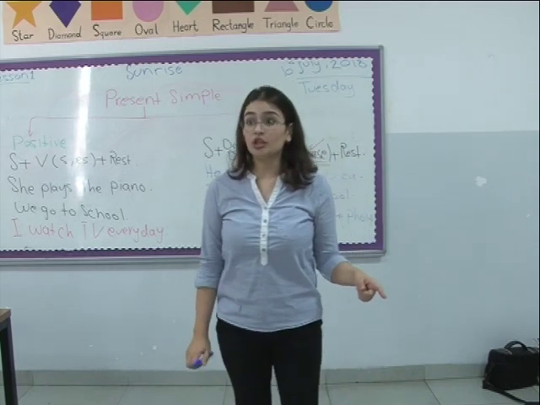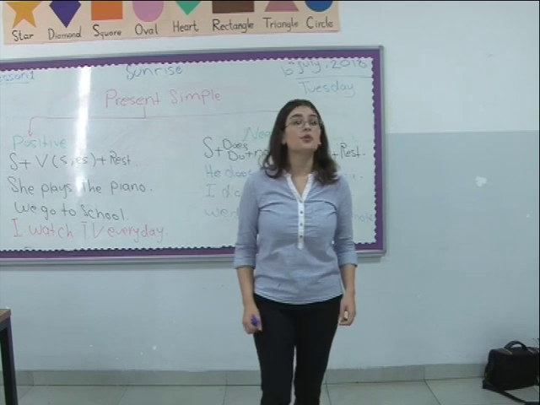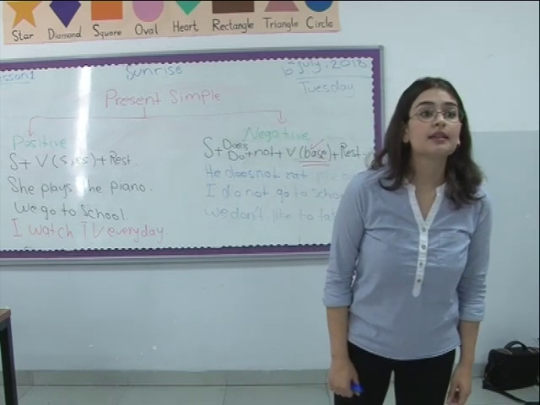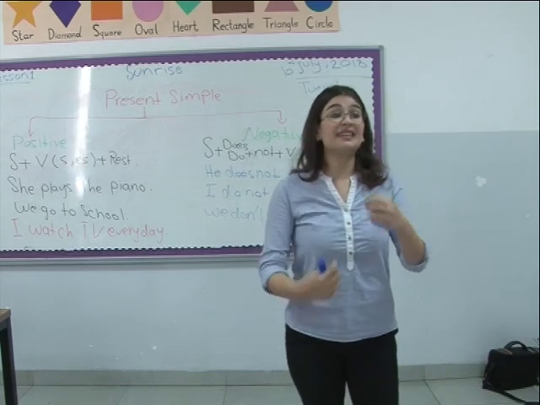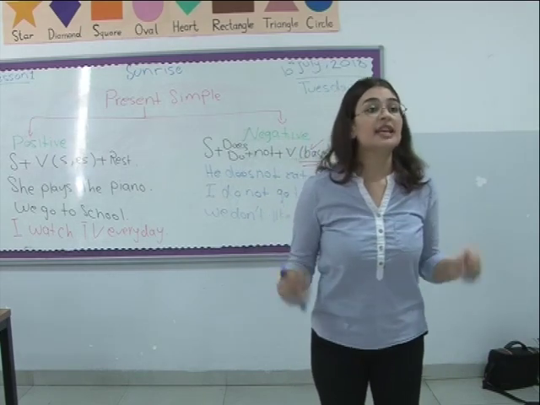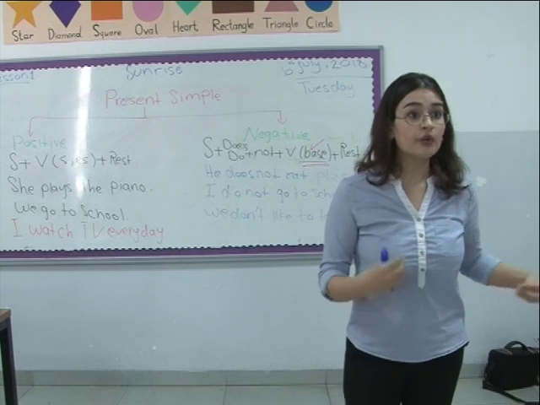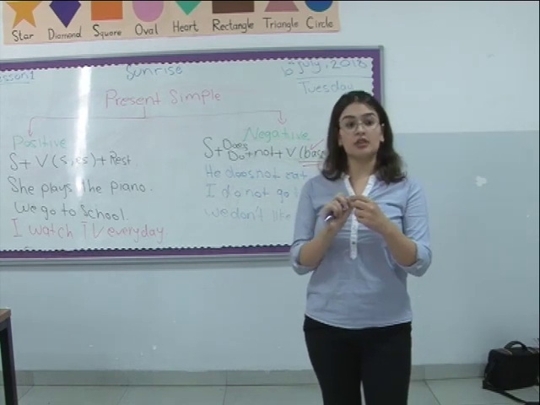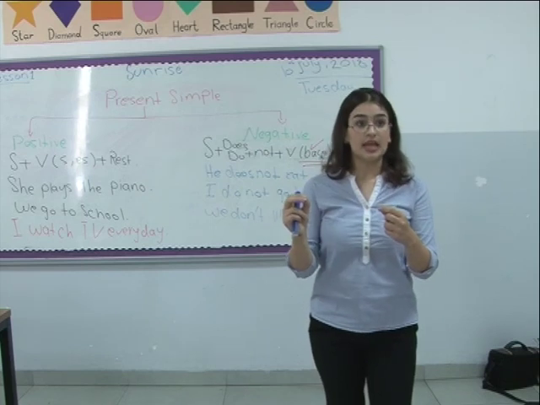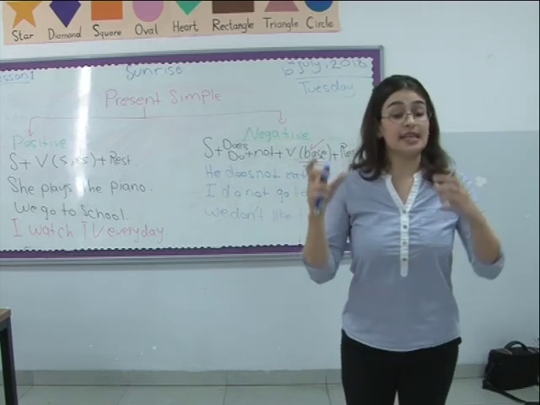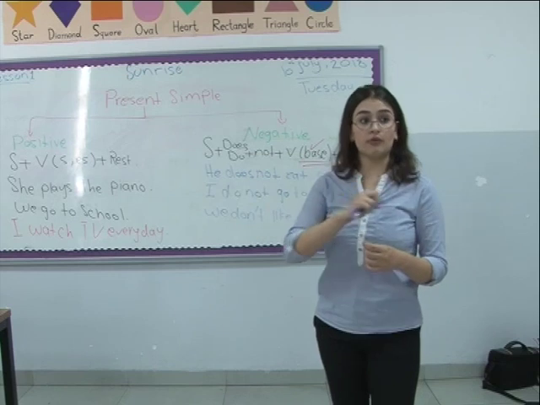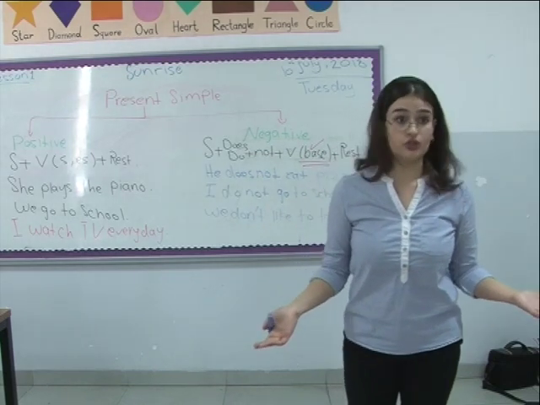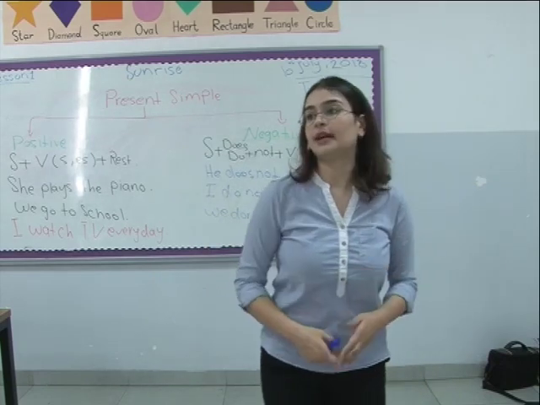Okay? All good? So right now, what is a fact? A fact is something that is true at all times. It is not going to change. For example, we say that the earth rotates around the sun at all times. It means that the earth is going around the sun at all times. Is it gonna change? No, it's not going to change. Therefore, that's a fact.